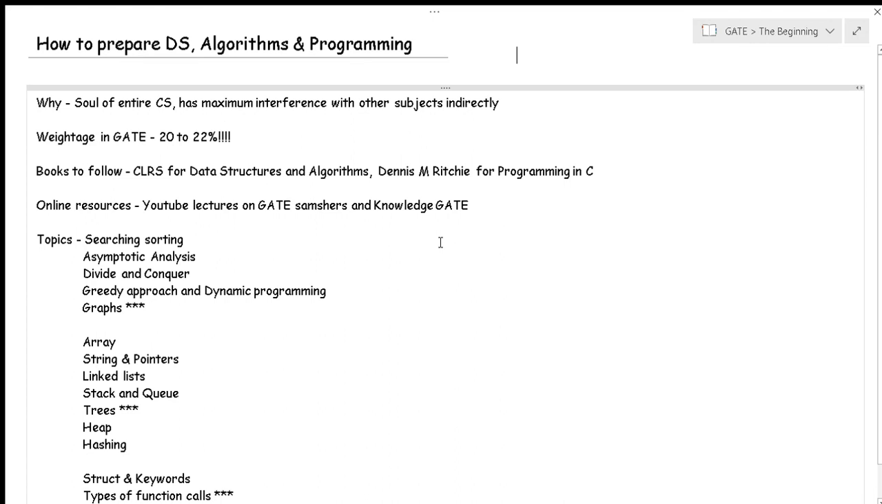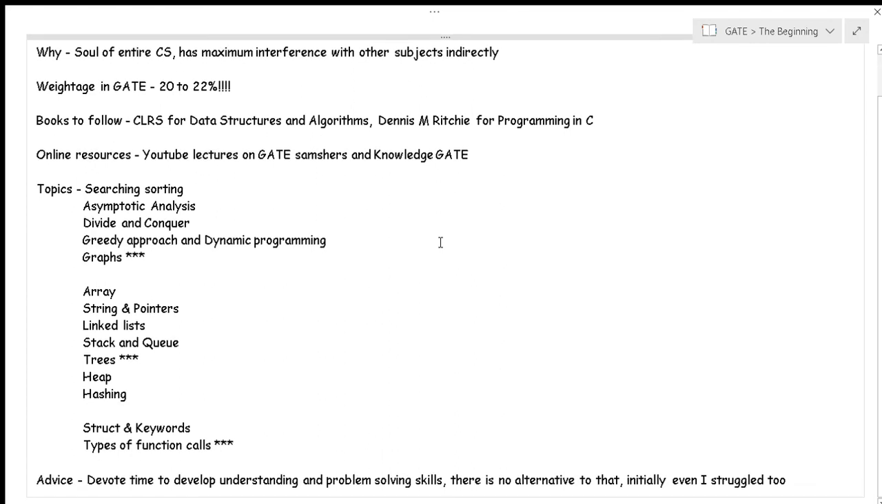So online resources are these YouTube channels, right? The topics now in algorithms are searching, sorting, asymptotic analysis, divide and conquer, greedy approach and dynamic programming, and graphs, right? These are the topics which come under the algorithm section. In this section, graphs is the most important topic, because most of the time the question might be theoretical or numerical, but if the question is theoretical, then your conceptual understanding has to be very good and sound in order to answer the question, right?